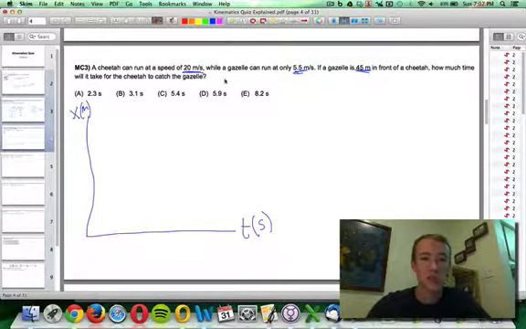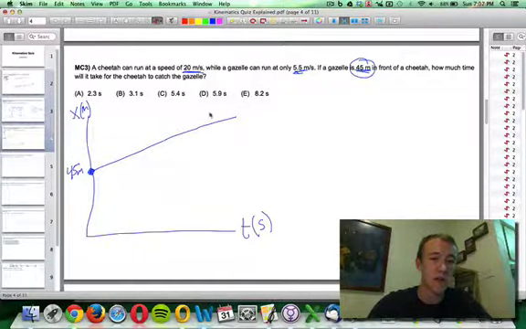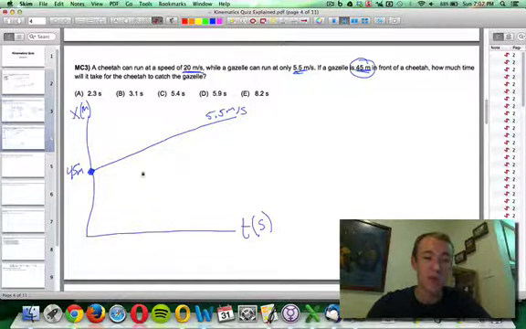So let's take a look at the gazelle first. The gazelle starts out, like we said, 45 meters ahead of the cheetah. So somewhere up here at 45 meters, the gazelle will start. And the gazelle has a velocity of 5.5 meters per second. That means the slope of this line is 5.5 meters per second. Good. The cheetah runs at a velocity of 20 meters per second.